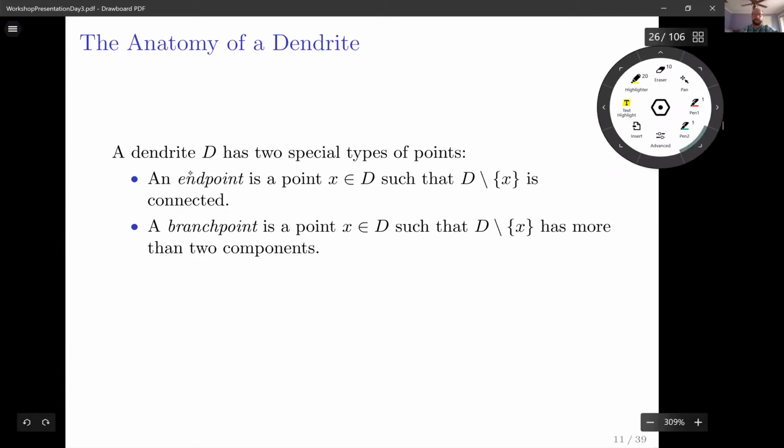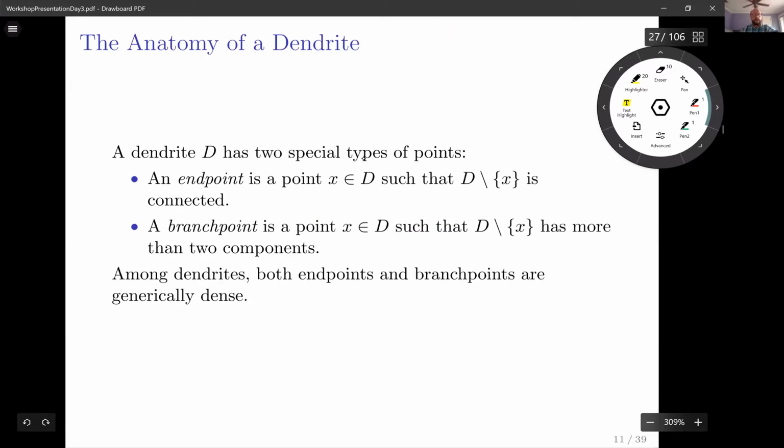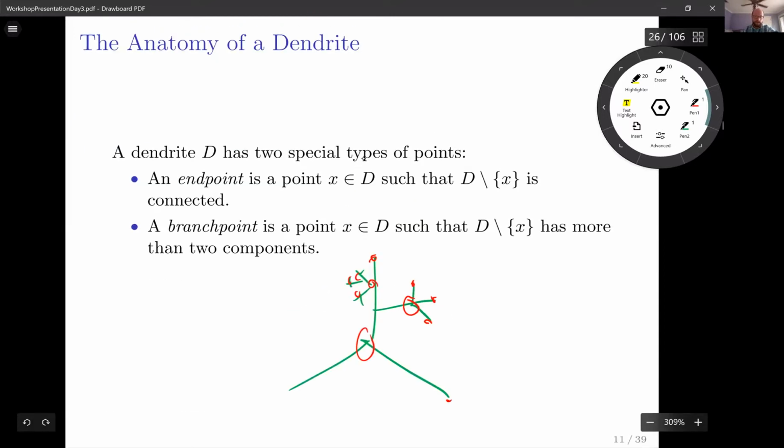So if I had a dendrite that looked maybe something like this, then we could pick out the endpoints as here, here, here, here, here, and my branch point here, exactly the places you expect. They're very easy to identify visually. All right. Among dendrites, it is most common in the class of dendrites that both endpoints and branch points are generically dense. So this picture I drew here, where the endpoints and the branch points are sort of sparse, is sort of the least frequent way that dendrites arise. It's more common that the branch points are essentially everywhere and that the endpoints are essentially everywhere.